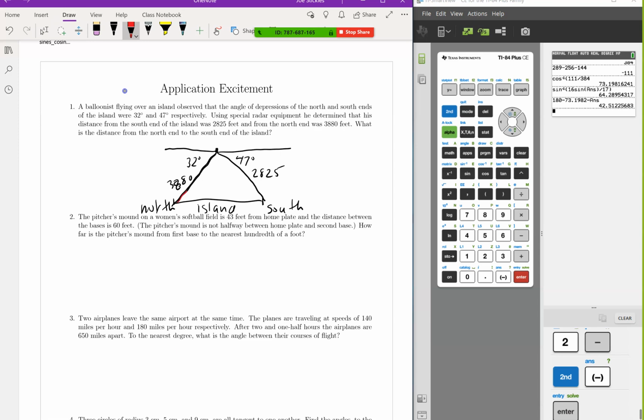Draw them in red here. We're given this side here, and we're given this side here. And we also have enough information to get this angle here, right? Because I know that if this one's 32 and this one's 47, if I put it together with this one, we have to make up a straight line, which means this has to add up to 180 degrees.